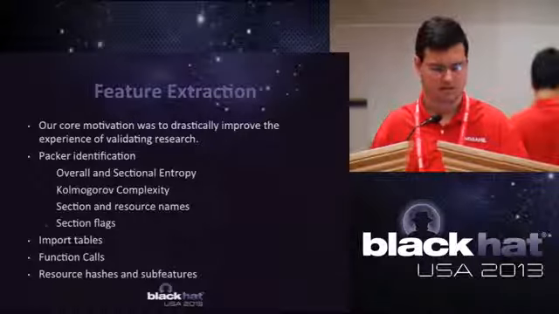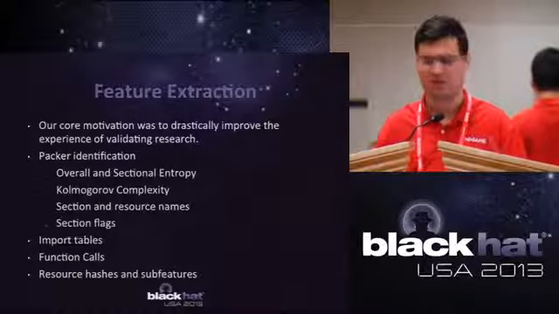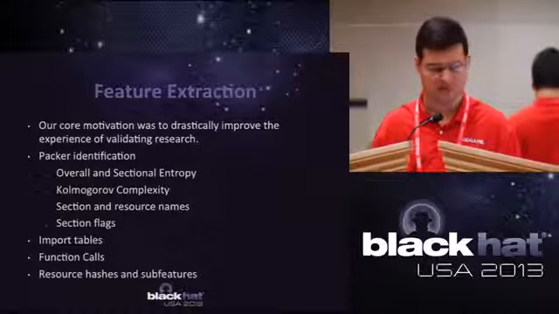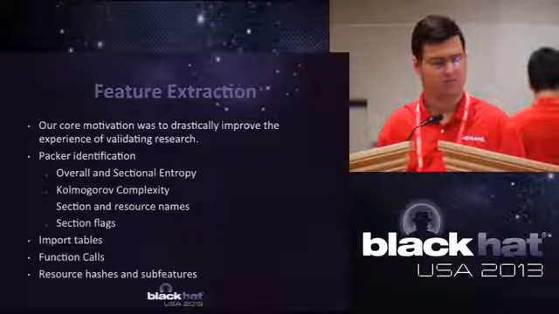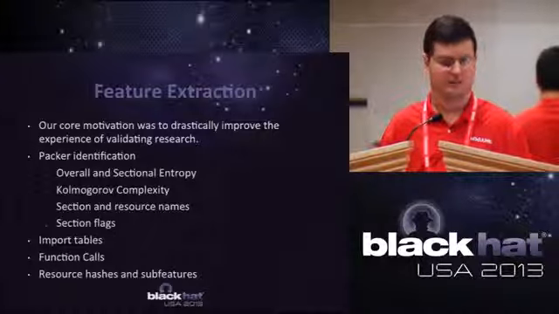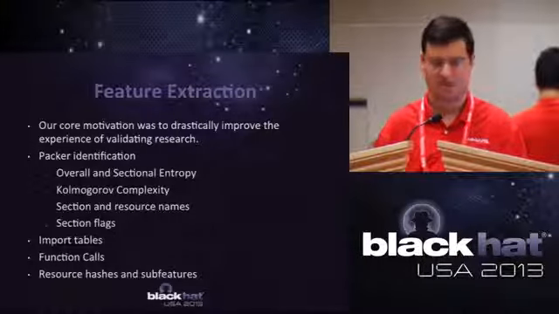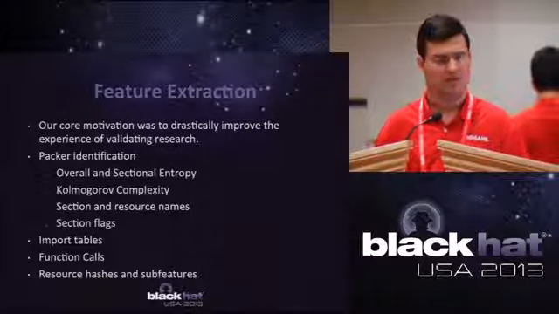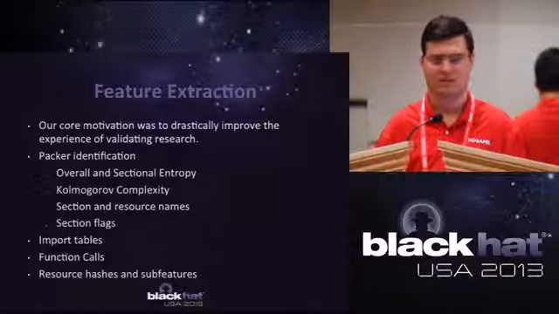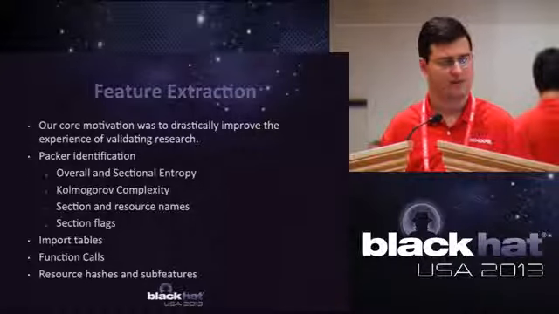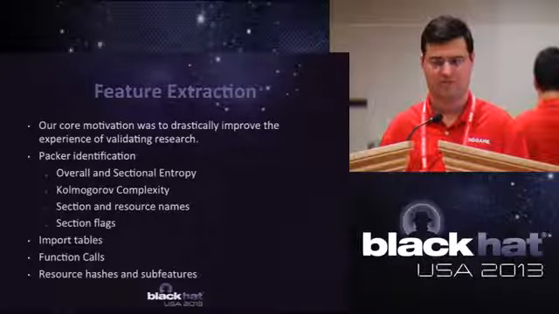We would extract things such as overall and sectional entropy, the overall Kolmogorov complexity of various elements within the PE headers and the PE files themselves, individual sections and resource names, section flags, import tables, function calls, and just everything else that we could find. It really became a huge thing to try and extract and compute new features and new elements because it was so trivial to do so. I think all in all we've extracted over 550, 560 discrete individual features from the PE files that we have. And we've definitely been able to do a lot of work with them.